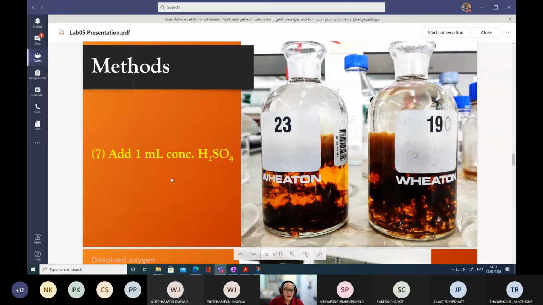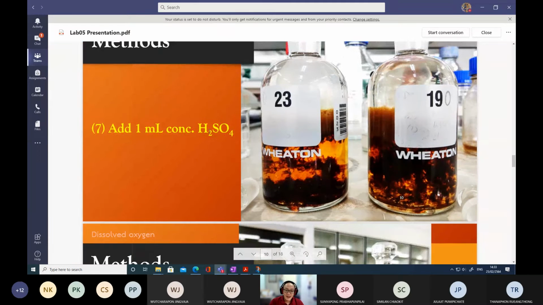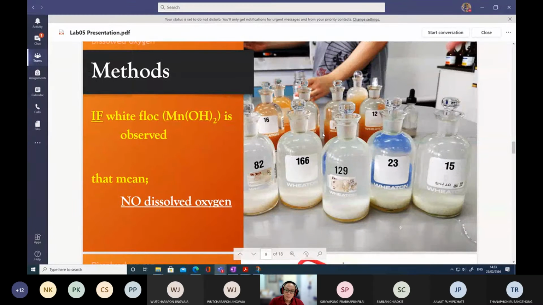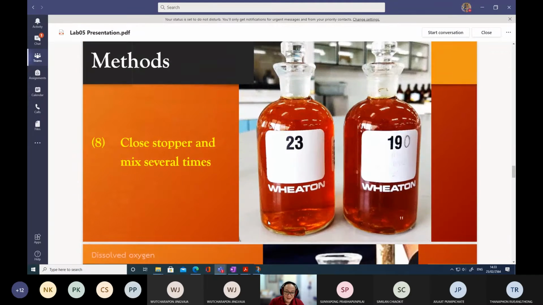So we add 1 ml of concentrated sulfuric acid. After adding this acid, what will happen? The precipitated manganese oxides will redissolve and iodine is formed. I2 is formed. After addition of the sulfuric acid, we have to mix several times by inverting the bottles.